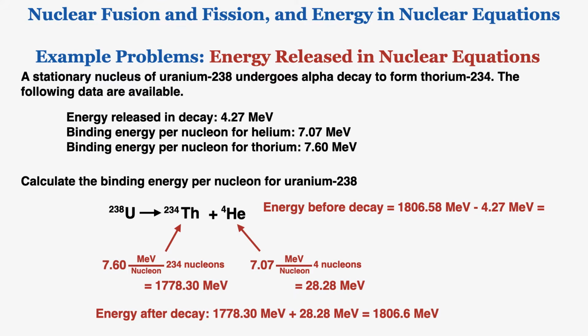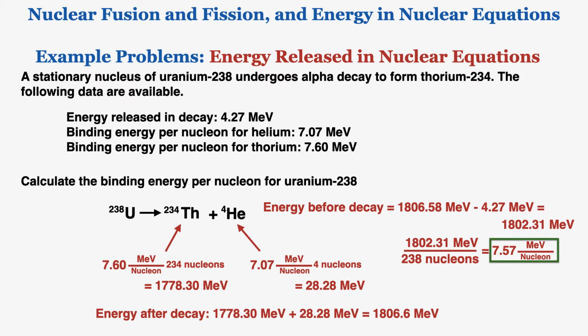That means that the energy before the decay, because energy is being released from the mass of the nucleons, there's actually going to be less energy before the decay than after the decay. So I'm subtracting the energy released. So that means that before the decay, the total binding energy that exists is 1,802.31 mega electron volts. So that's the binding energy of the uranium-238 atom. So to calculate the binding energy per nucleon, I just divide that value by 238 nucleons, and I get a final answer of 7.57 mega electron volts per nucleon. So that would be the binding energy per nucleon of the uranium-238 atom.